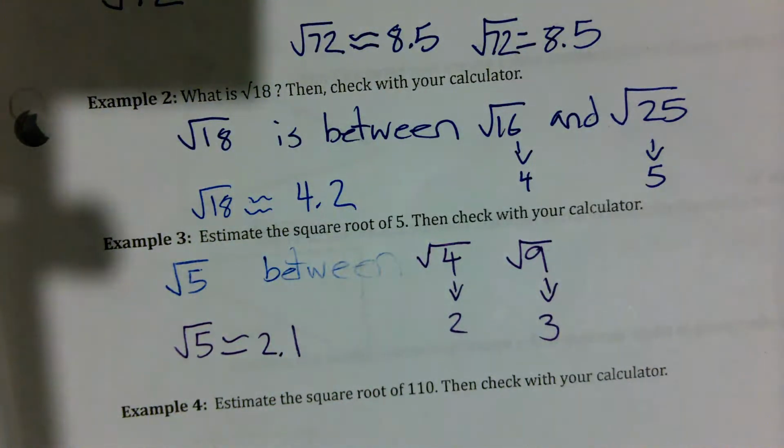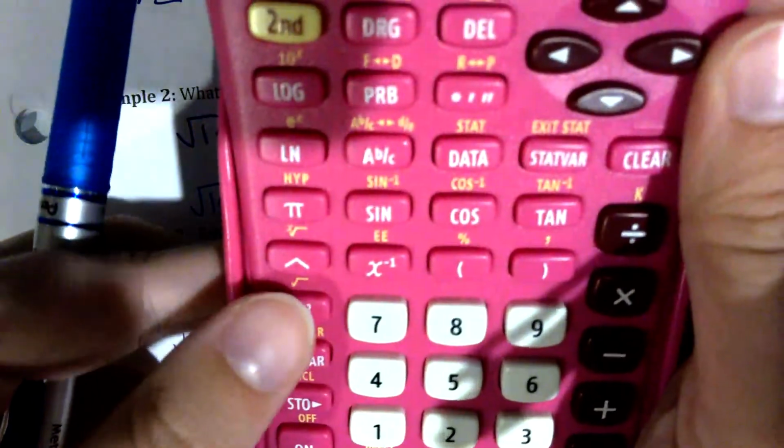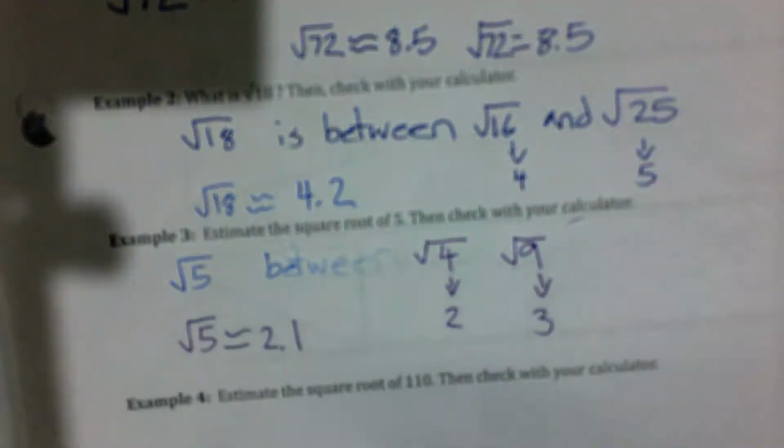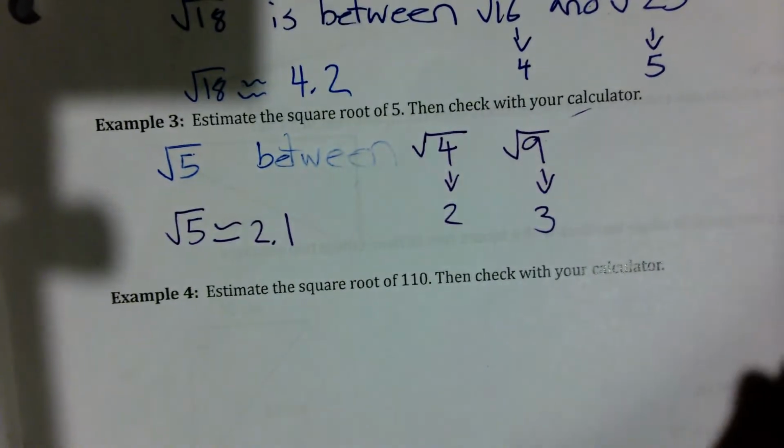Check on your calculator using second function, square root 5. 2.2. Close enough. You're estimating to the nearest tenth. To the best of your ability, it should be close, within a couple digits.